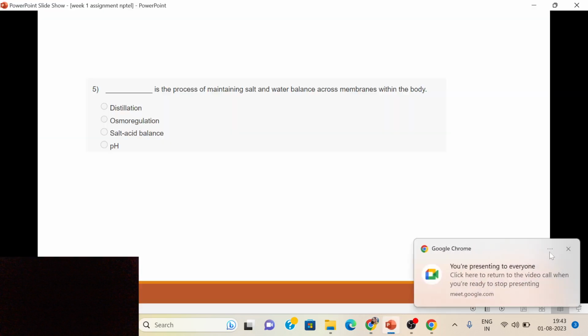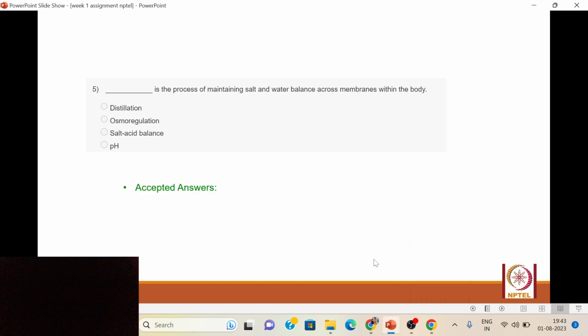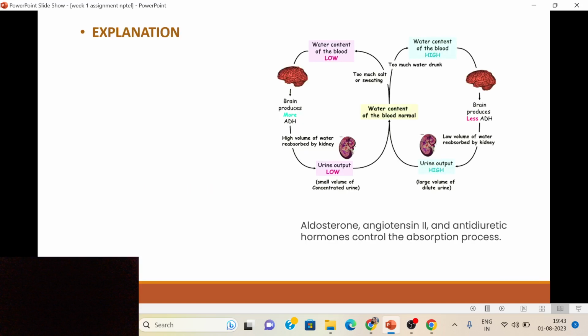Okay, we'll discuss the fifth answer. The fifth answer is osmoregulation. Osmoregulation is the process of maintaining the salt and water balance across membranes within the body. So here you can see many hormones are involved in this process, like aldosterone, angiotensin 2 and antidiuretic hormone, that is ADH.